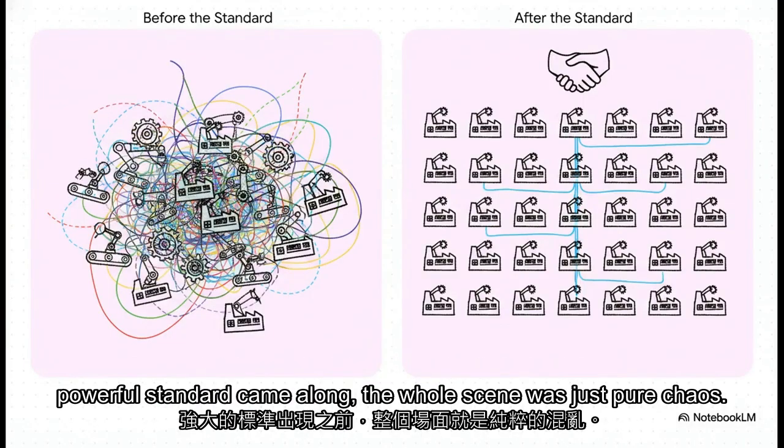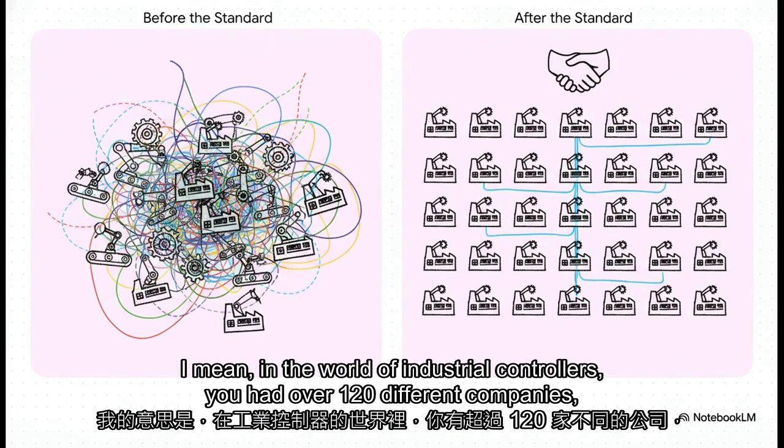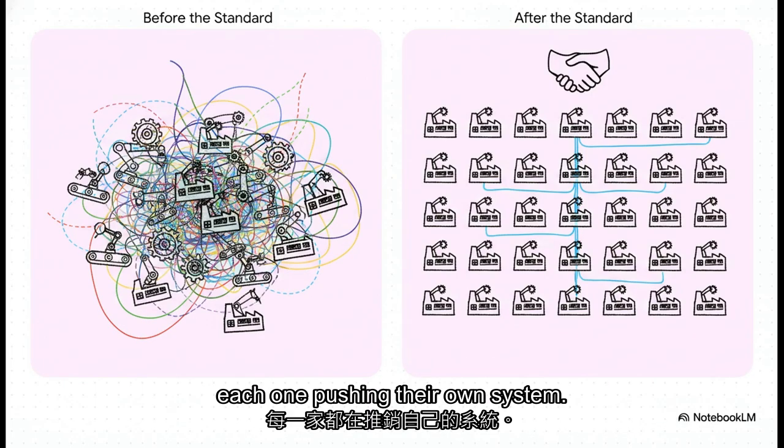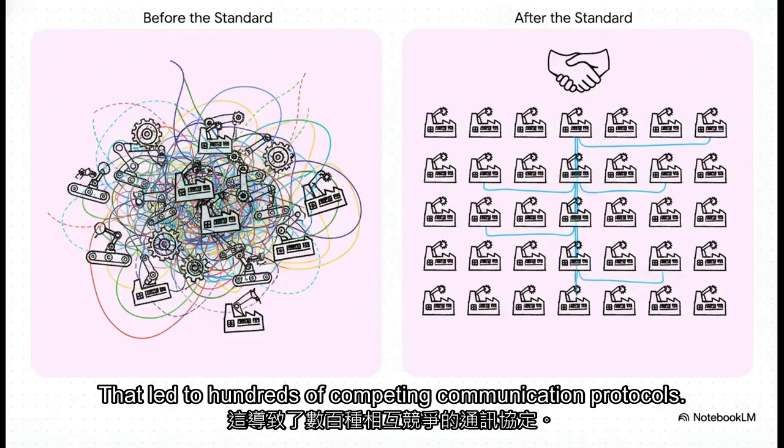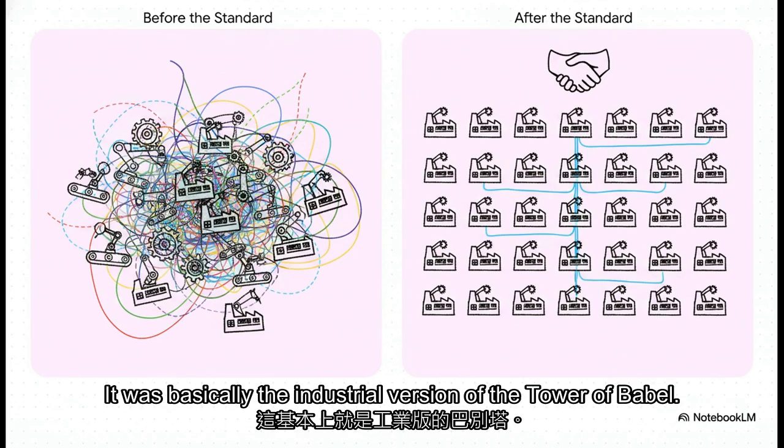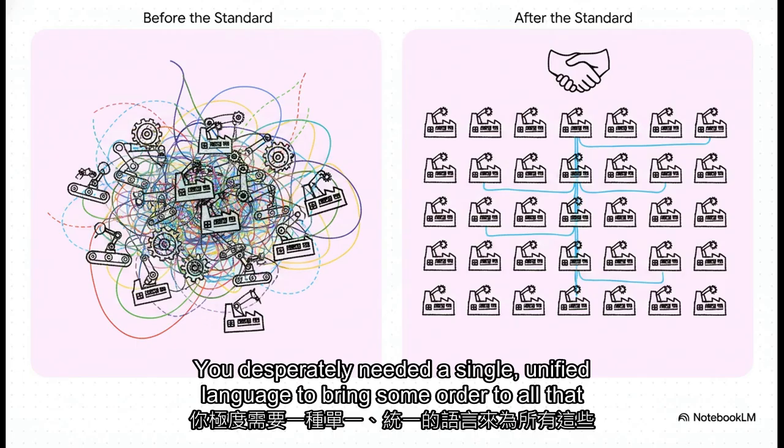Because before a powerful standard came along, the whole scene was just pure chaos. In the world of industrial controllers, you had over 120 different companies, each one pushing their own system. That led to hundreds of competing communication protocols. It was basically the industrial version of the Tower of Babel. You desperately needed a single, unified language to bring some order to all that noise.